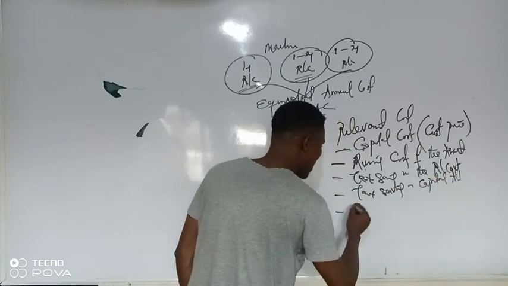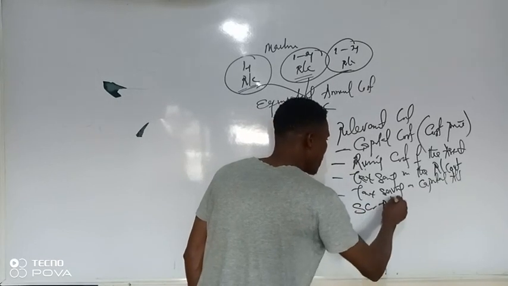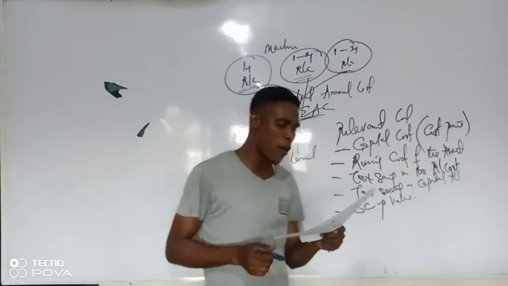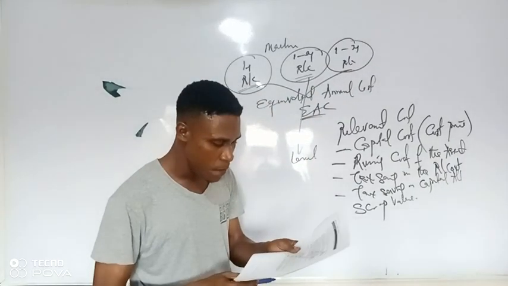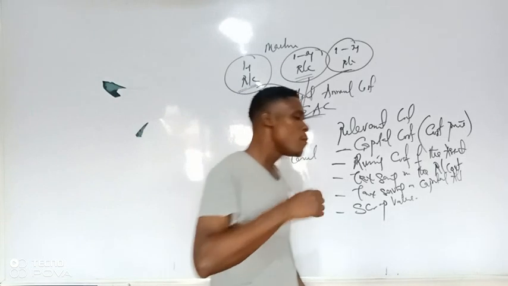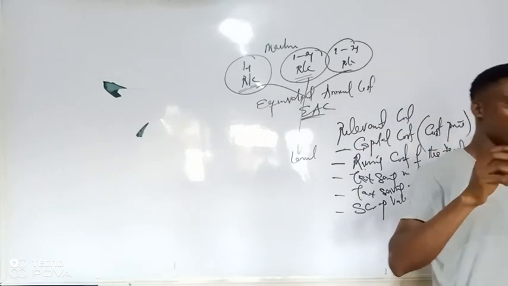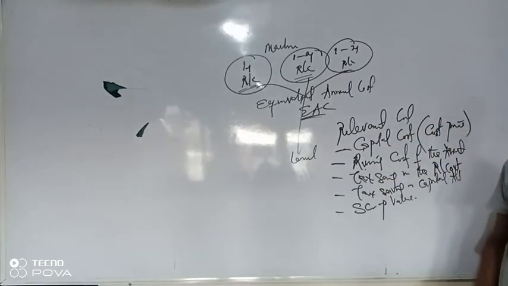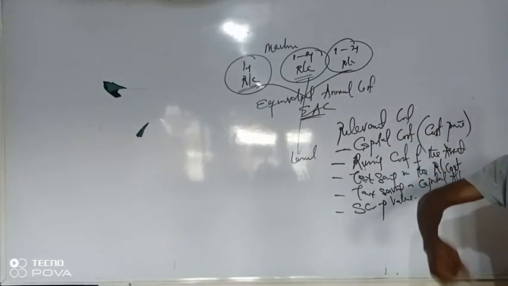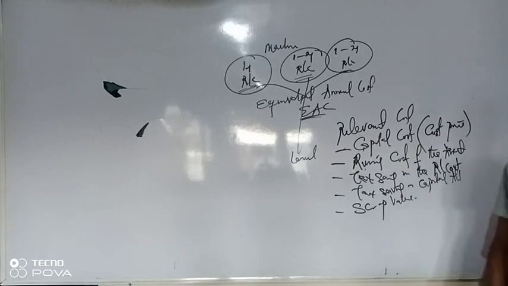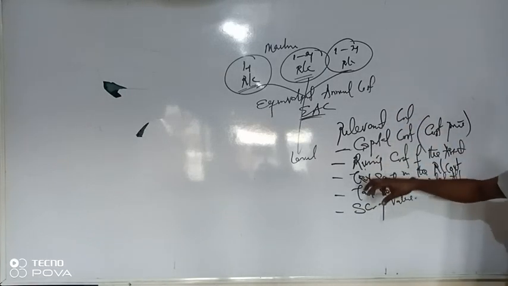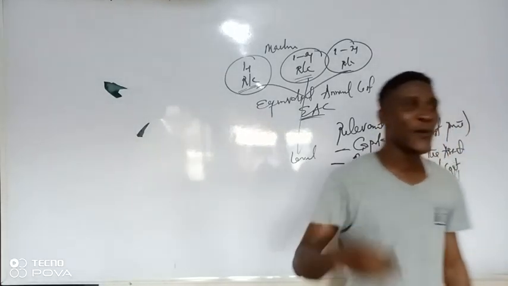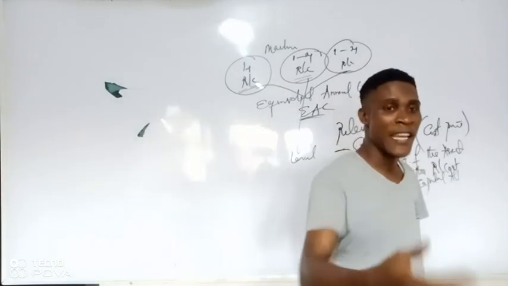Then another one is the scrap value of the asset. Okay. Then sometimes they are always funny. They will give you any other relevant cost that you will incur as a direct consequence of replacing this asset. In other words, any other incidental or relevant cost that you will incur as a direct consequence of replacing that.